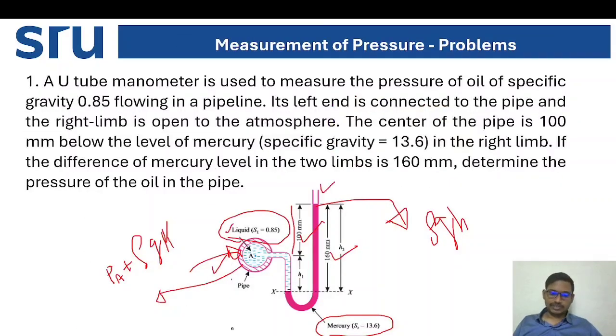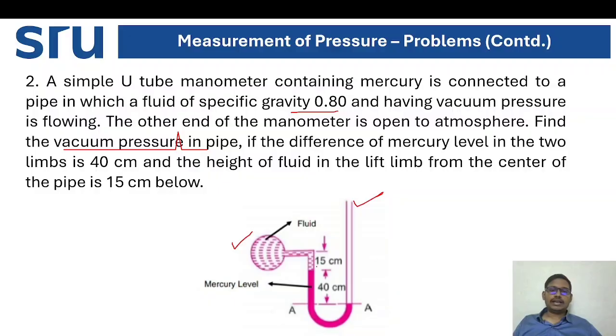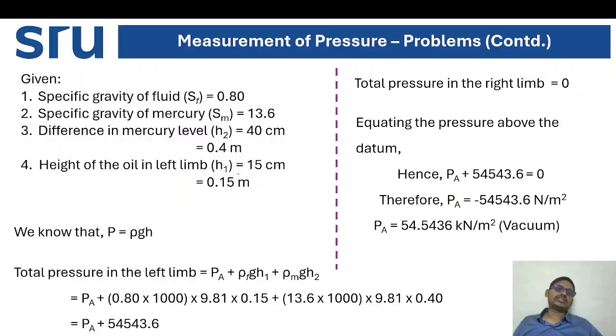Previously you can see there is an axis called the x axis. Here liquid oil is there, here mercury. They are satisfying the criteria of the x axis. The difference of the mercury level in the two limbs is 40 centimeters, and the fluid in the left limb from the center of the pipe is 15 centimeters below. Let's see how to solve this problem.